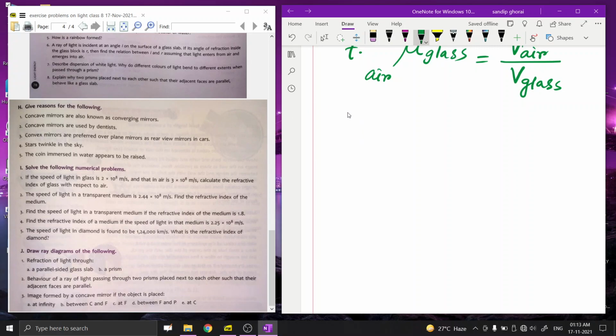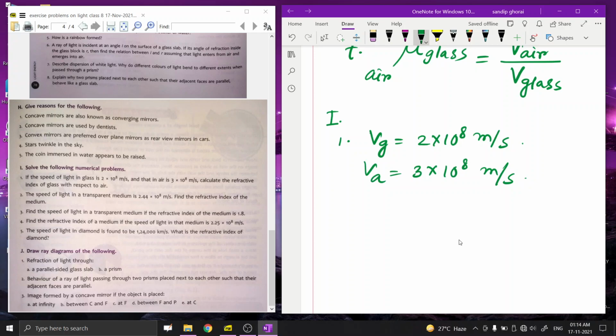Now we move to our numerical problems, that is I. Here for I1, the speed of light in glass Vg is equal to 2 into 10 to the power 8 meter per second, and Va is equal to 3 into 10 to the power 8 meter per second. Calculate the refractive index of glass with respect to air. That means mu Ga is equal to Va divided by Vg, so the answer is 3 by 2.